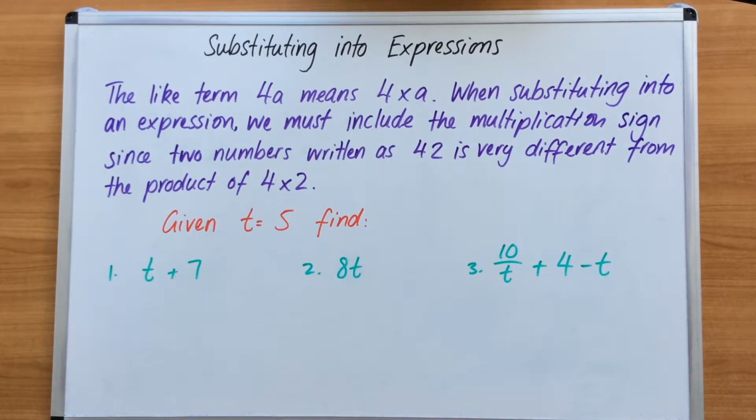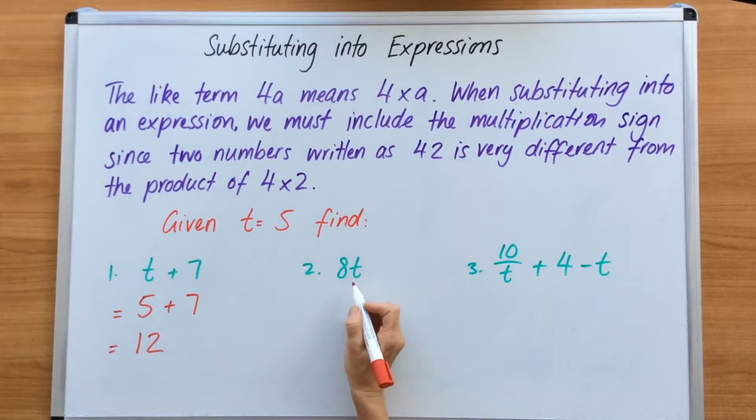So we'll start here on the left with question 1. So I put an equal sign underneath, and it says t plus 7. I know the value of t is 5, so in this first line of my working out, my substitution line, I'm replacing t with 5, drop the addition symbol down, and then the 7. And then I simply add 5 plus 7 is 12.